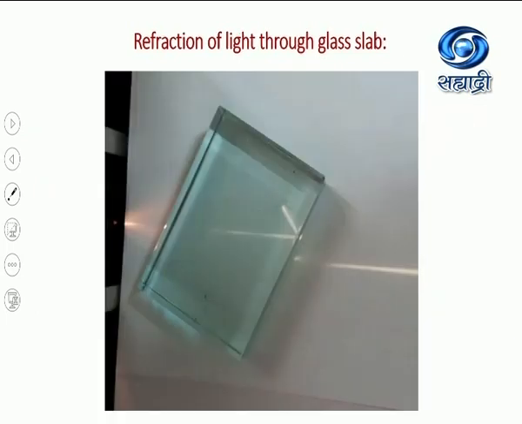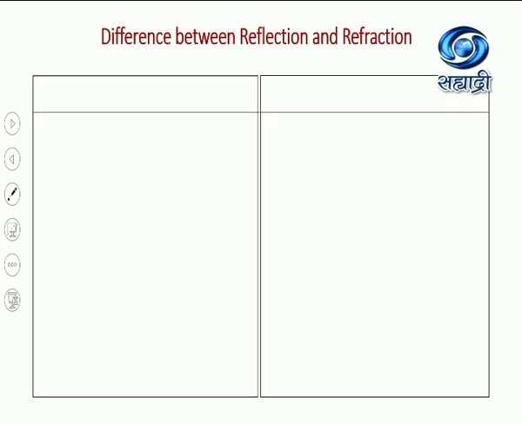This is a picture which is showing actual light ray passing through the glass slab. This is the light source. When that light ray passes through the glass slab, it comes out through a different direction. The direction is changed.